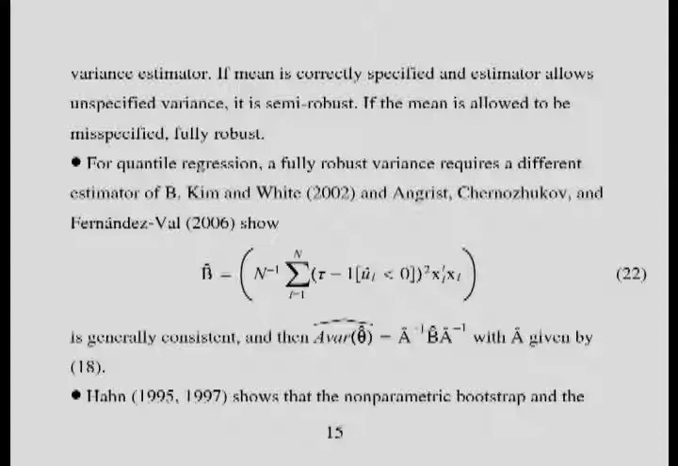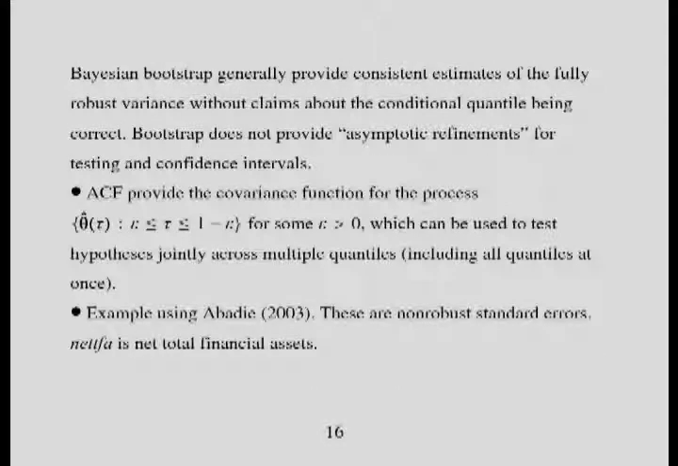Now Hahn did work out that the bootstrap works in this case, although as implemented on the non-smooth objective function, it doesn't provide the asymptotic refinements for t-tests and confidence intervals. Joel Horowitz has a nice chapter in the Handbook of Econometrics that discusses how one can do that adjustment.